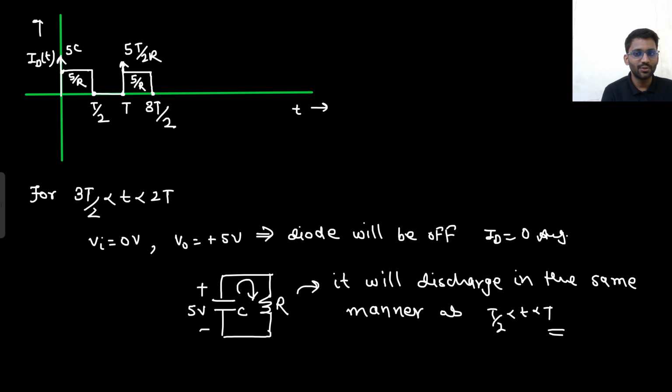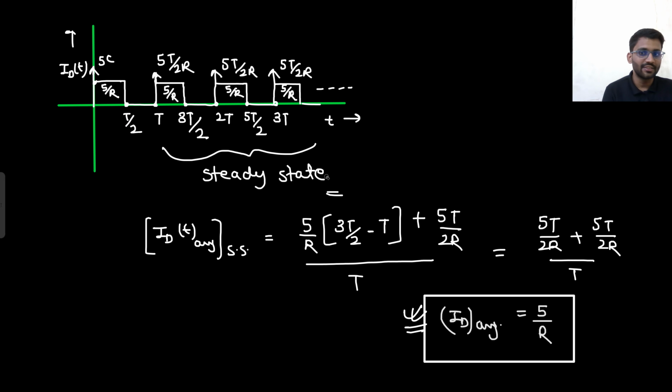Here in this question also you saw that the average capacitor current is not 0. Average capacitor current will be 5T by 2R divided by T, so that would be 5 by 2R. So average capacitor current is not 0. Impulses are there, so you can't say that voltage is constant. Your voltage is changing instantaneously because impulses are there.